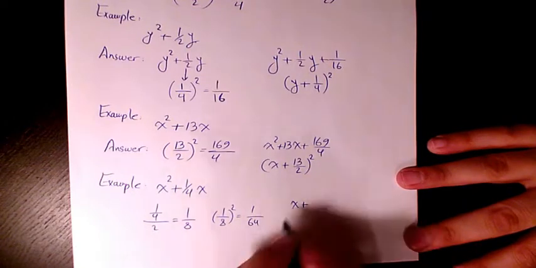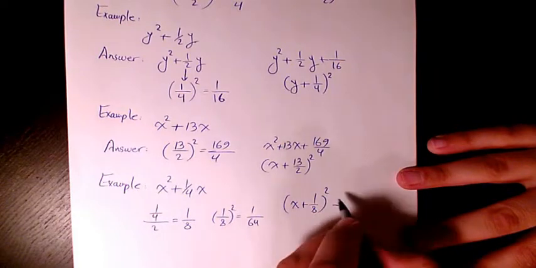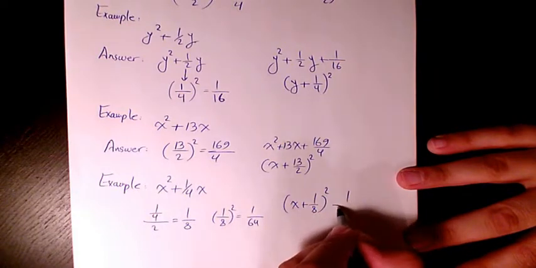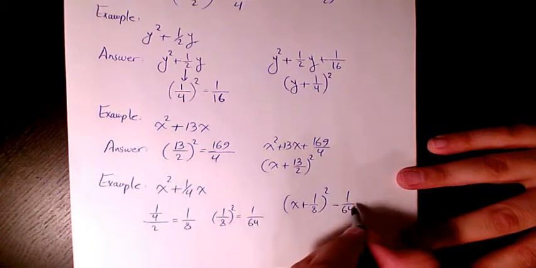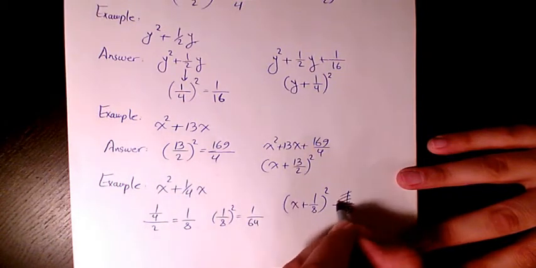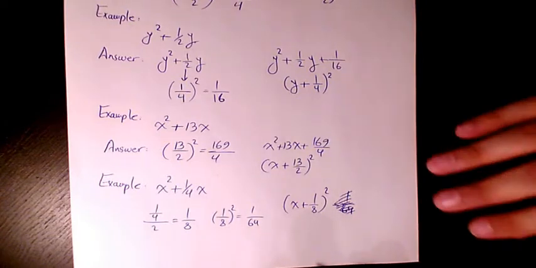So we have (x plus 1 over 8) to the power of 2 minus 1 over 64 if we want to make it like that. But since this example wants us to have it as a perfect square, we just write (x plus 1 over 8) to the power of 2.